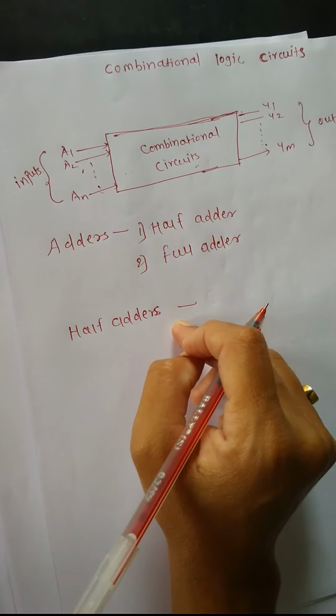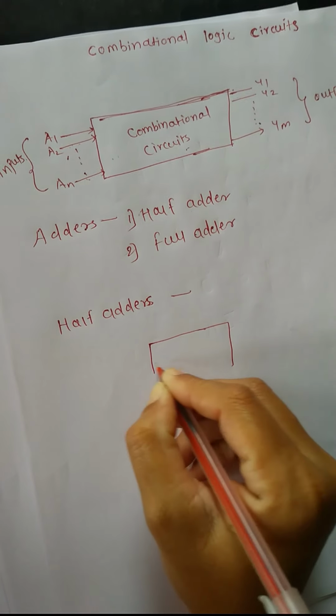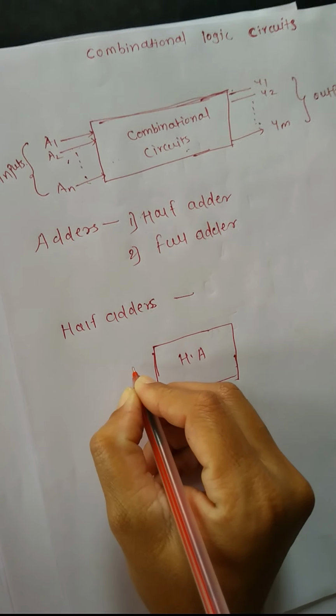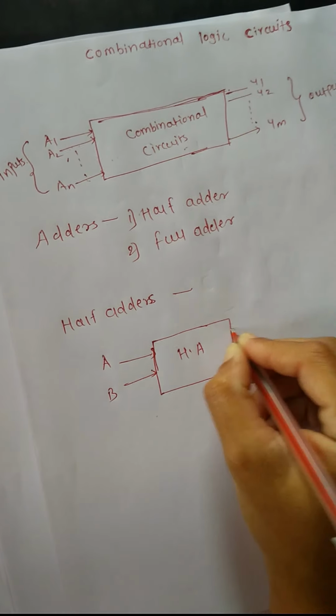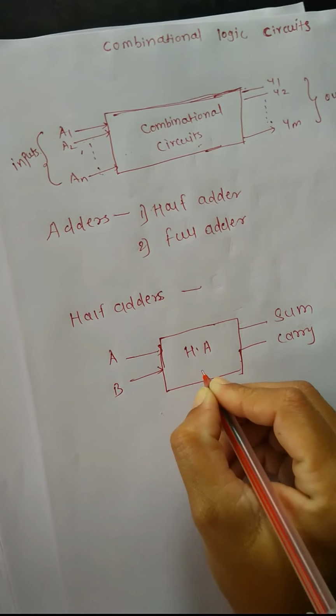First is the adder. For this half adder, first a statement or block diagram is required. First is the statement, this is the half adder. This half adder has two inputs, A input and B input, and the outputs are sum and carry. This is the block diagram.